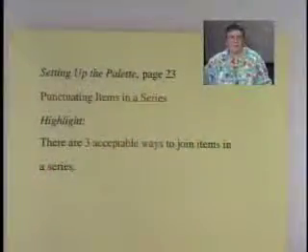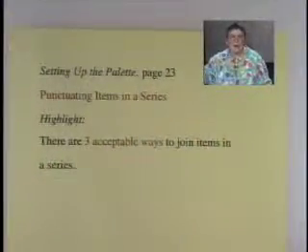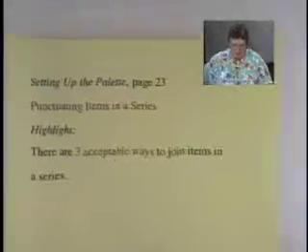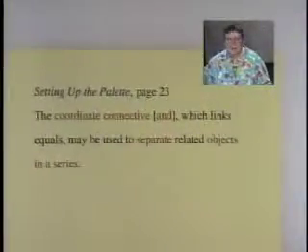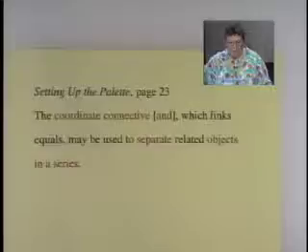On page 23, let's talk about how you punctuate items in a series, and we'll talk about a whole lot of kinds of items. There are 3 acceptable ways to join items in a series. I would highlight that. I would add it to a grammar review cassette tape. And I would add this as well. The coordinate connective "and," which always links equals, can be used to separate related objects in a series.